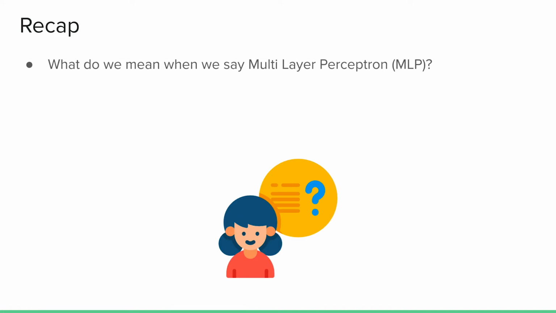So what do we mean when we say multi-layer perceptron? Well, it's a neural network that is fully connected, where we have dense layers between each layer. So we have every neuron being connected to every neuron of the previous layer.